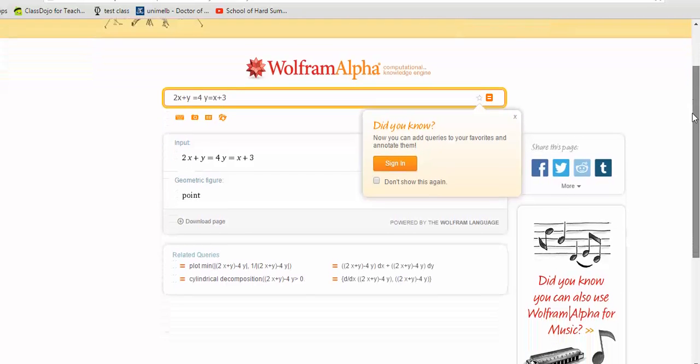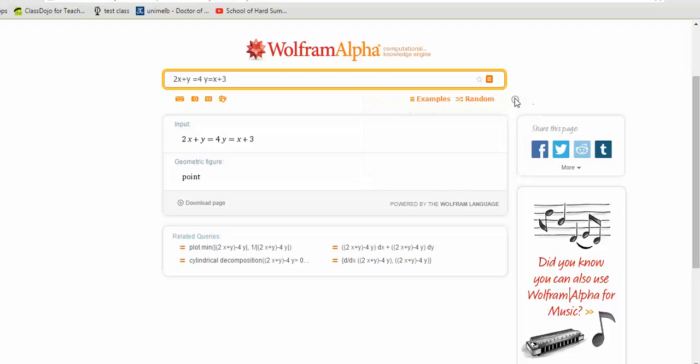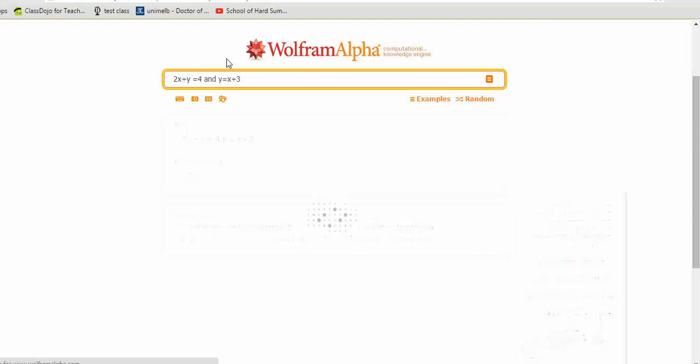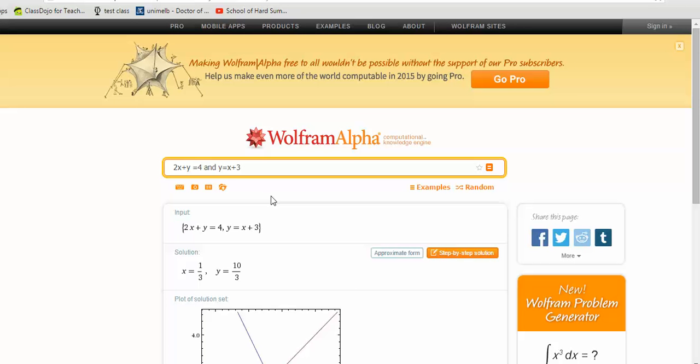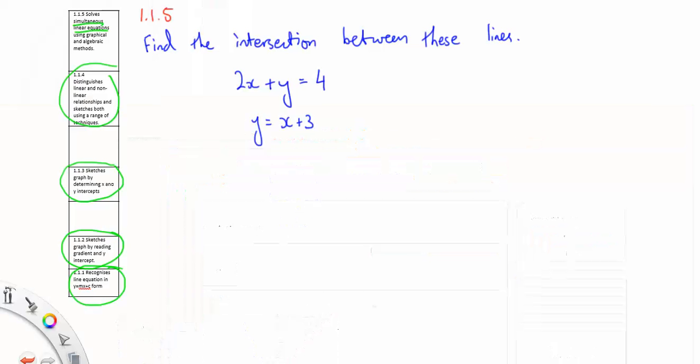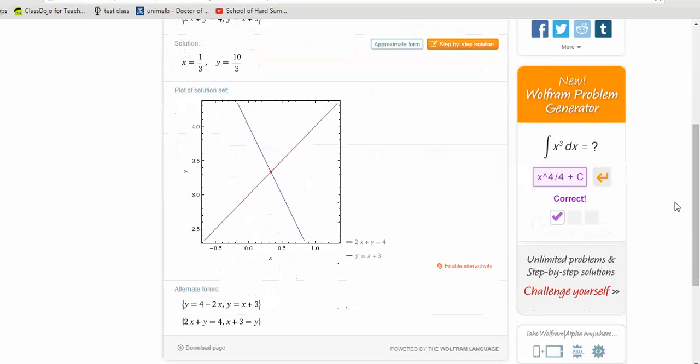It says it's a geometric figure, it's a point. Okay. Maybe they don't tell us. Let's try an "and". And there, okay, it solves them for us. Is that what I wanted to solve? y equals x plus 3, 2x plus y equals 4. Yes, right, okay, so what you're looking for by sketching it is where they intersect.